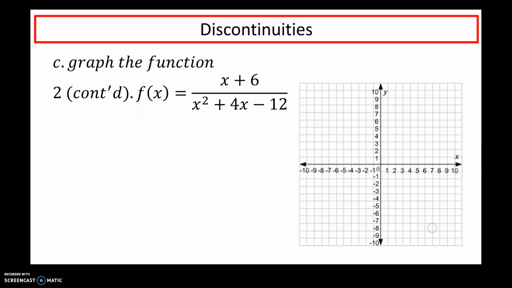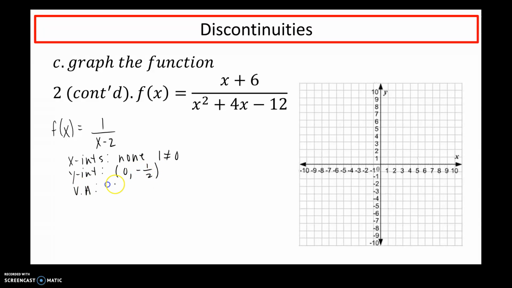Okay, so now let's graph it. f of x simplified to 1 over x minus 2. So all the parts about intercepts I can now take from my simplified function. So x-intercepts, there are none, because I can never set my numerator equal to 0. My y-intercept, when x is 0, y is -1/2. Our vertical asymptote, we already determined that was 2. Another discontinuity, we know there's a hole at -6, comma, -1/8.